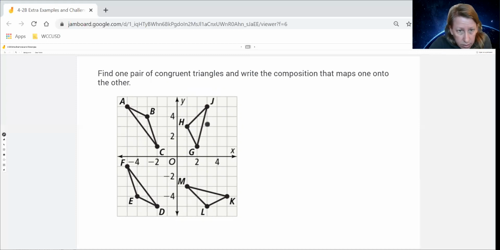And that is triangle, well, I think these 2 look the same and these 2 look the same.